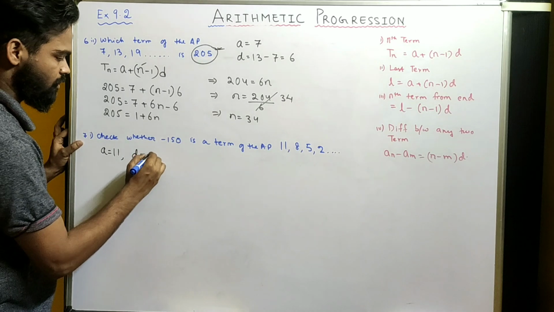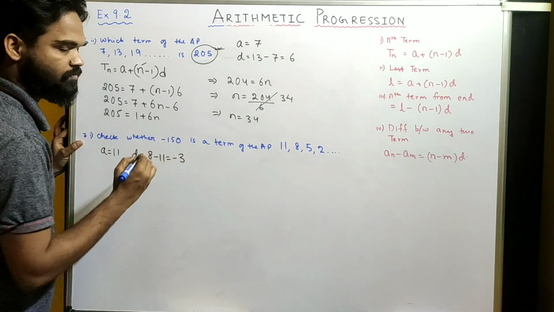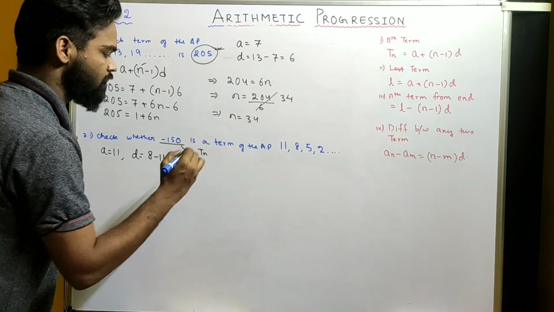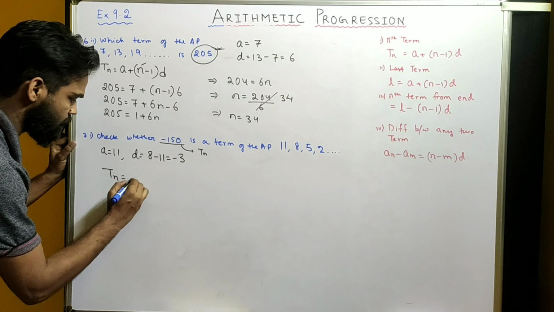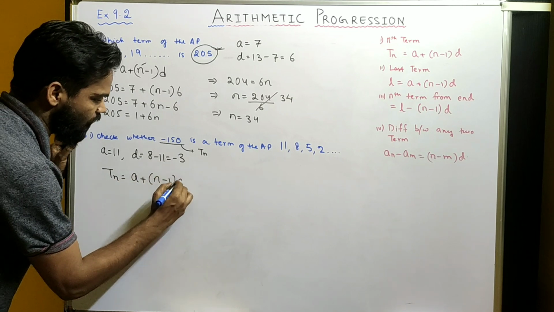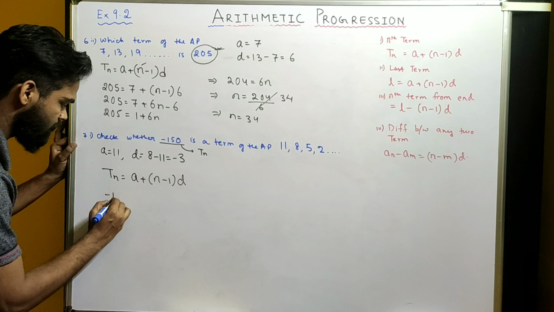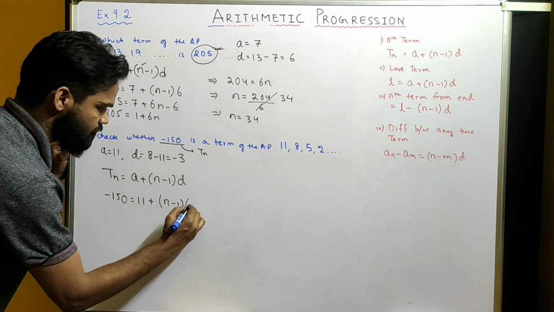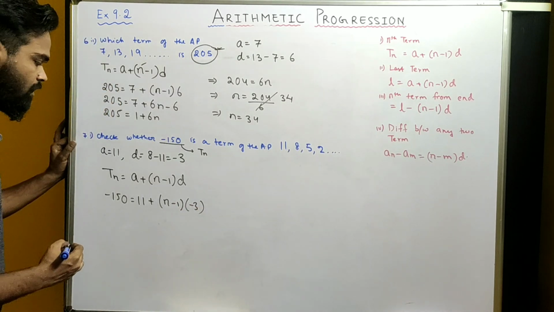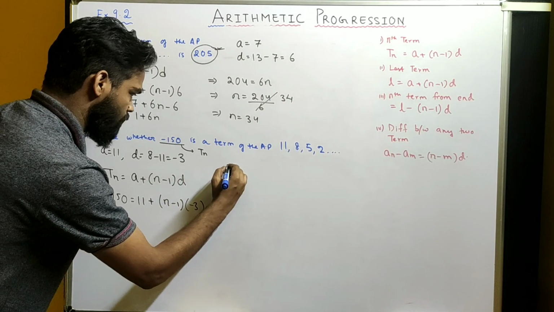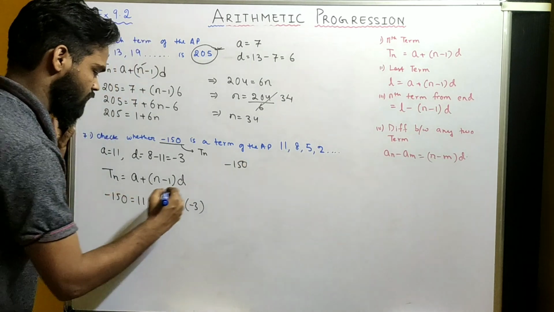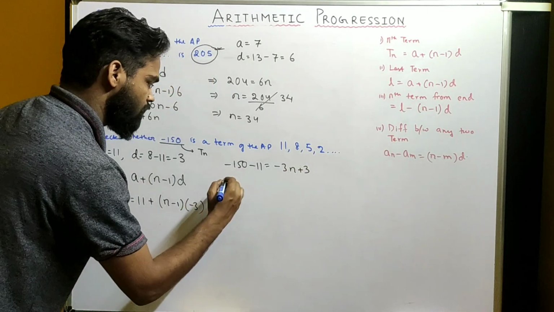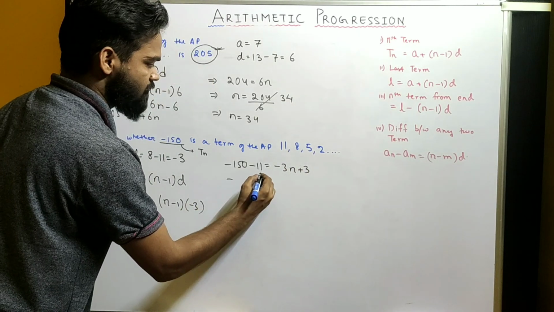Find D. D is what? 8 minus 11, that's minus 3. Now let us assume that this is the nth term. Then Tn equals A plus (n minus 1)D. So minus 150 is equal to 11 plus (n minus 1) into minus 3. Am I clear? Which means minus 150 minus 11 equals minus 3n plus 3. Okay, that becomes minus 161.